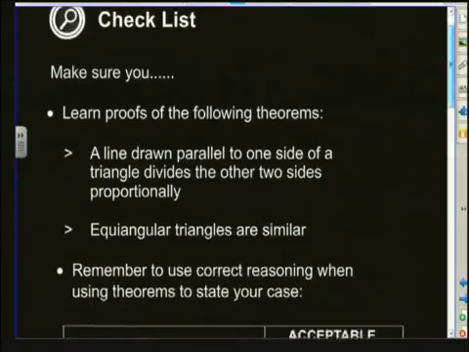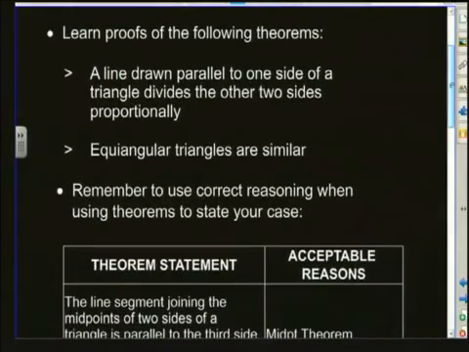Guys, you need to remember to learn the proofs of the following theorems. A line drawn parallel to one side of a triangle divides the other two sides proportionately. And you need to also know the proof of the theorem that equiangular triangles are similar. Now, you know in geometry that whenever you make a statement, you need to give a reason. The reasoning needs to make sense, guys.